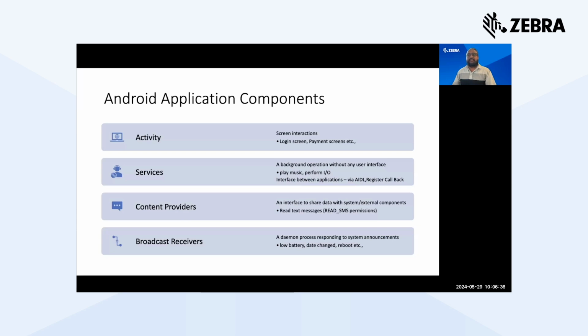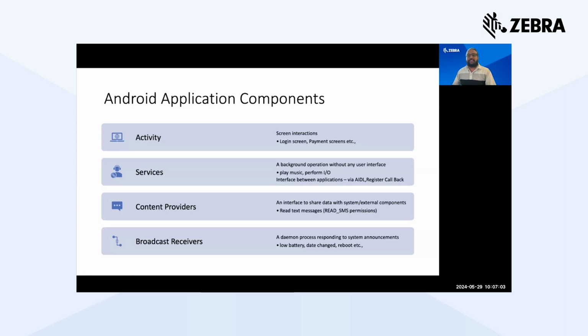Activity represents a single screen with a user interface in an Android application. For example, in an email app, different activities might handle displaying a list of emails, composing a new email, and reading an email. Service is a component that runs in the background to perform long-running operations without a user interface.